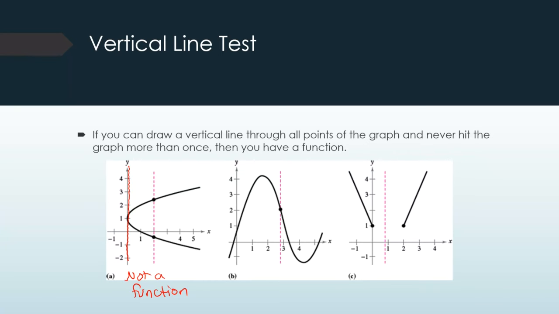Now the middle one, you can see there's a vertical dashed line, and it hits the graph once. And it doesn't matter where I draw that line. I can draw one right here. No matter where I draw it, and I can draw lots of them, I'm only ever going to go through the graph once. So that makes this a function.